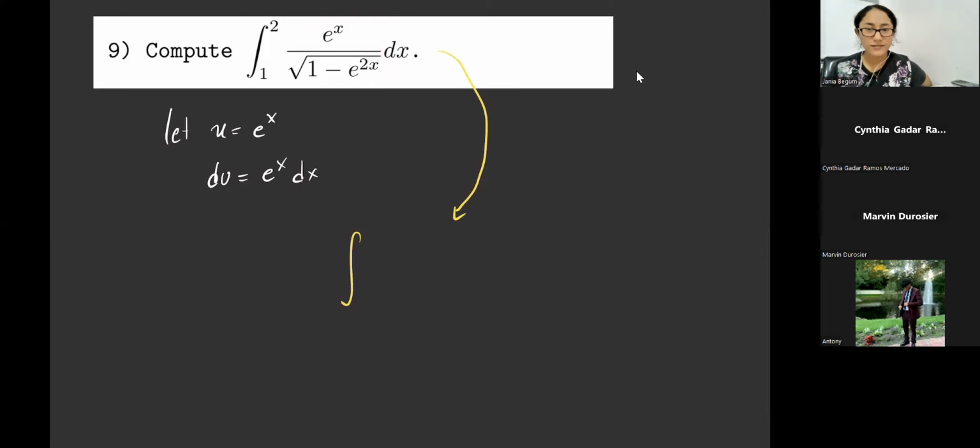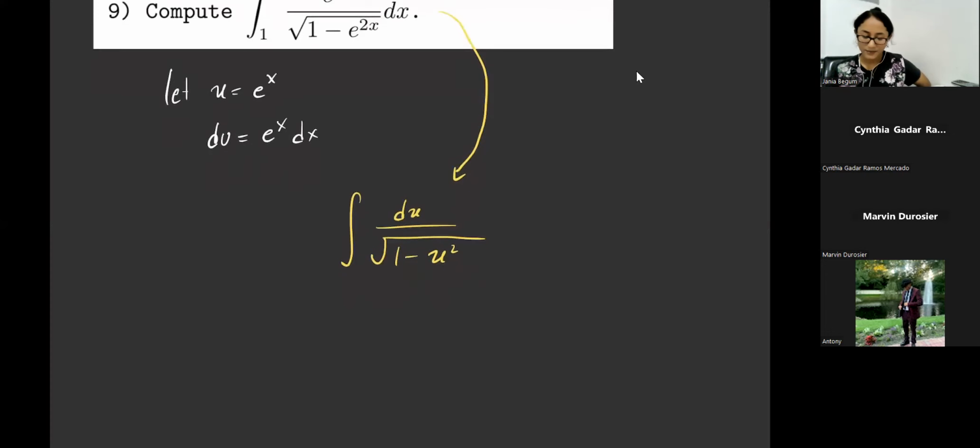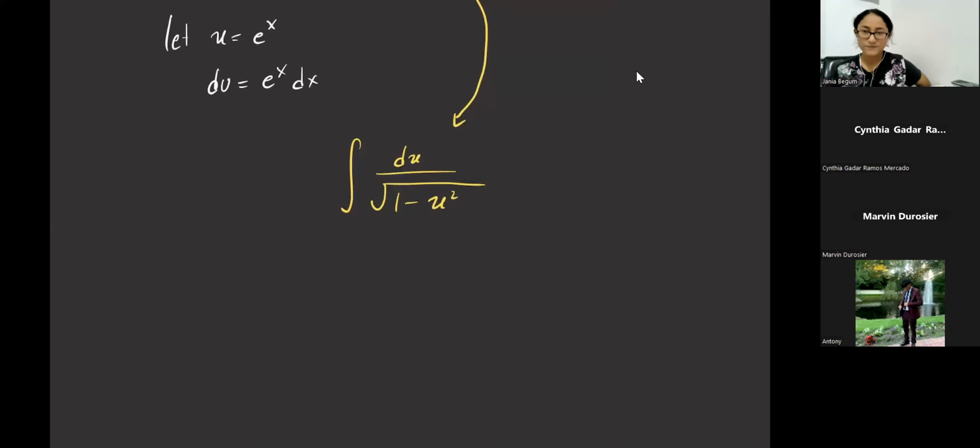Ignore the limits of integration because they belong to x. You'll have du over the square root of 1 minus u squared, right? Because u is e to the x. Now, what do you guys think? What is this integral? Is it sine inverse? You got it. Good job. So this is equal to sine inverse of u, right?